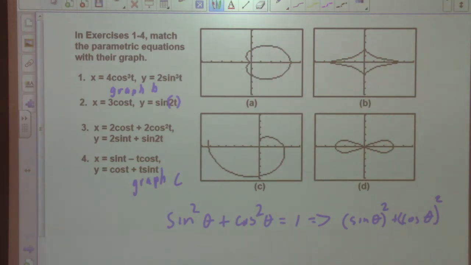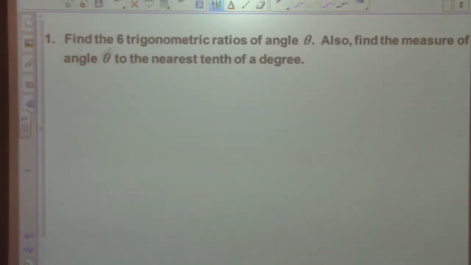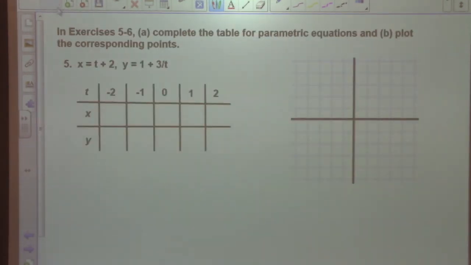Good. Let's go on to this next one, which is 5. In exercises 5 through 6, complete the table for parametric equations and plot the corresponding points. So what we're going to do is by hand something that your calculator could actually do. And so you have these two equations.